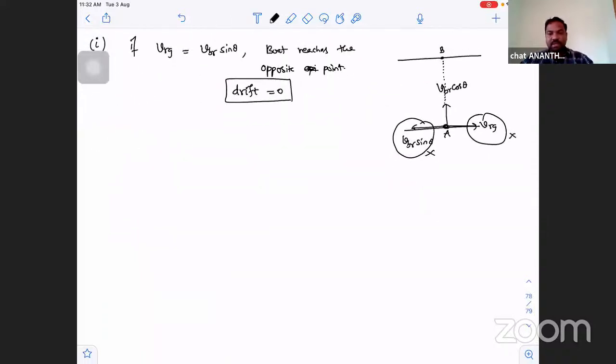Now in this case we are reaching directly the B point. As we are reaching directly the B point, what is the drift value? 0. Drift is the distance from the B point to where the boat reaches. But here we are directly reaching the B point. That means we are experiencing 0 drift.